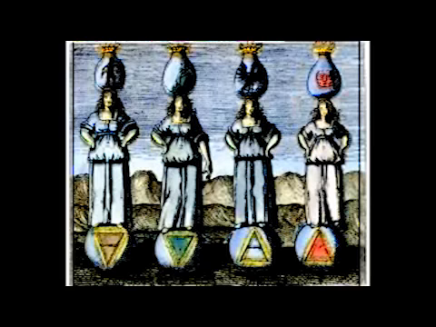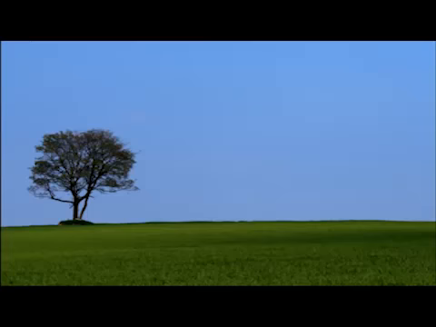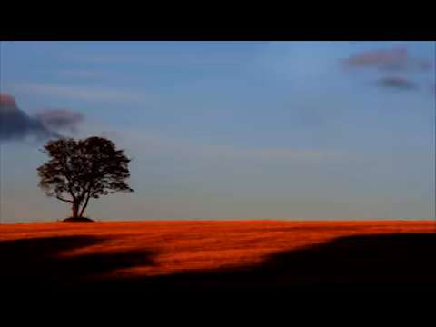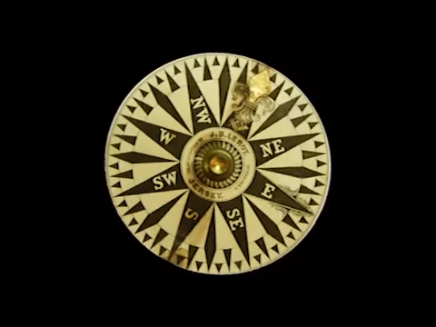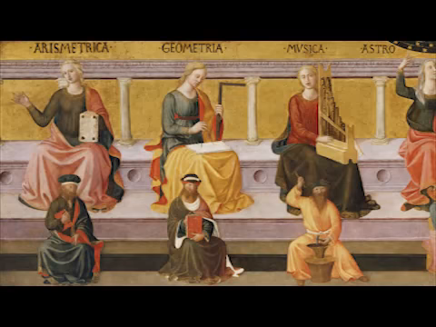The number 4 can also be the archetype of the 4 elements: earth, air, water, and fire. The 4 seasons: winter, spring, summer, and fall. 4 directions: north, south, east, and west. The quadrivium is also associated with the number 4: arithmetic, geometry, music, and astronomy.